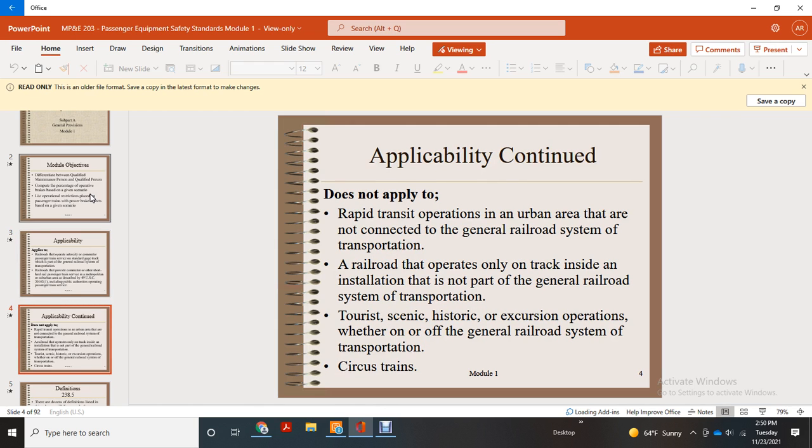Applicability, continued. This does not apply to rapid transit operations in urban areas that are not connected with the general railroad system of transportation. A railroad that operates only on track inside of an installation is not part of the general railroad system of transportation. Also excluded are tourist, scenic, historic, and excursion operations, whether on or off the general railroad system of transportation, and circus trains.